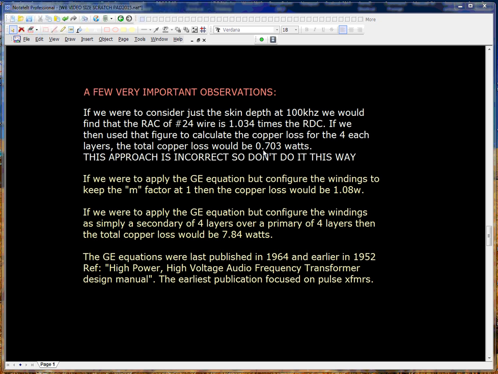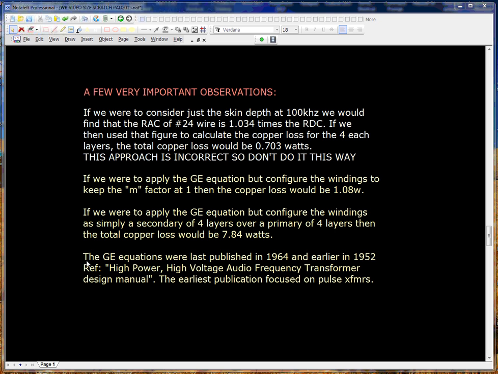So we'll compare this 0.703 with 1.08 watts, which is the best we can possibly do for this particular example. But if we were to wind the transformer the worst way, which would probably be the way you would do it if you didn't know enough to calculate the H field and look at the M factors, you'd have a loss of 7.84 watts. That is way away from 0.703.